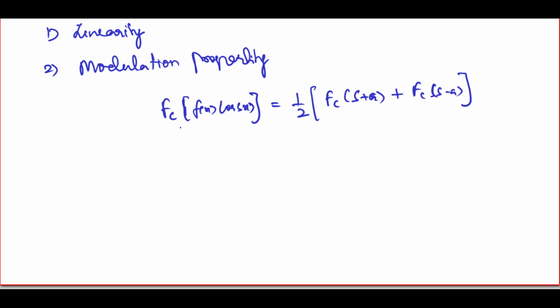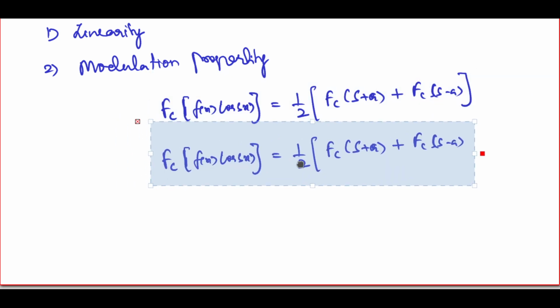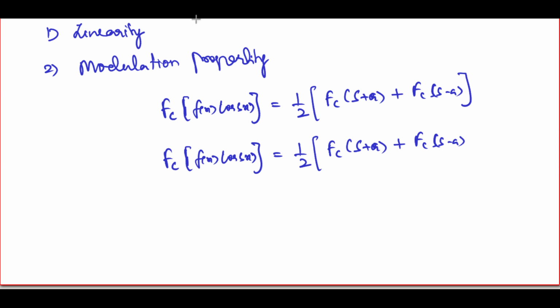That's the modulation property for cosine, and the same thing will work for sine transform as well. I can copy this and paste it over here, and then just replace some of the terms. So all that I have to do is replace this and write sine ax. So Fs of f of x into sine ax equals 1 by 2 times Fs of s plus a plus Fs of s minus a. Okay, that's the modulation property, which will work for Fourier sine and cosine transforms as well.